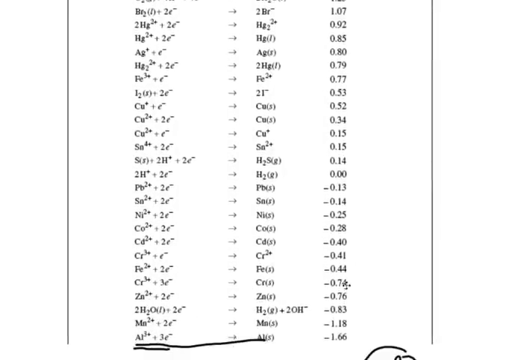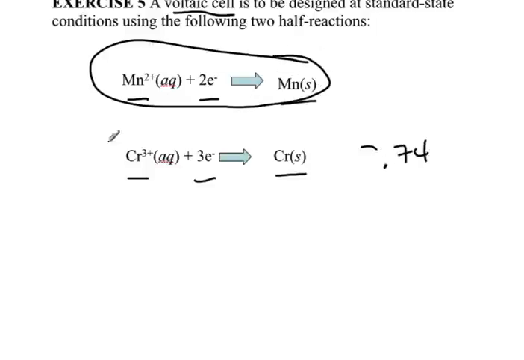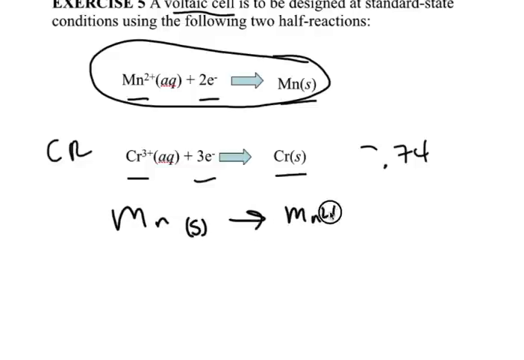Oh, it's negative 0.74. So it's negative 0.74 right there. So I'm going to go back here and I'm going to write, see here, negative 0.74, which means I have to flip this reaction. Since this is my cathode reduction, I'm going to flip this sucker. I'm going to write Mn as a solid, arrow, I'm going to get Mn2+ plus 2 electrons.